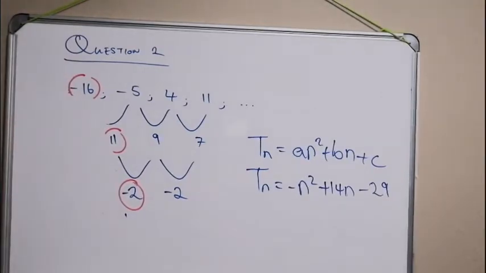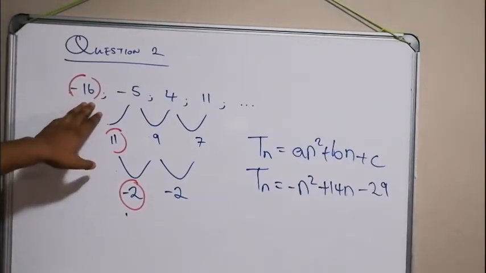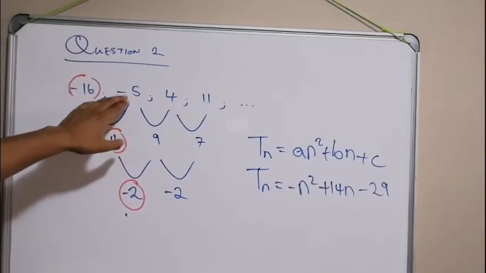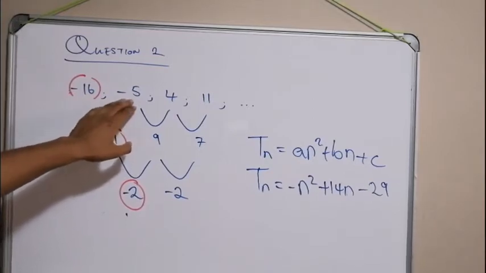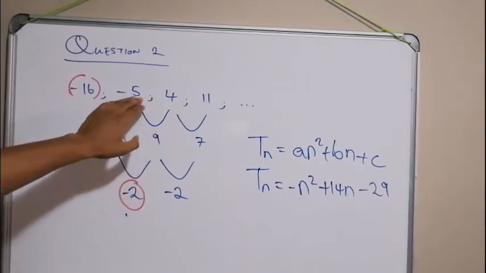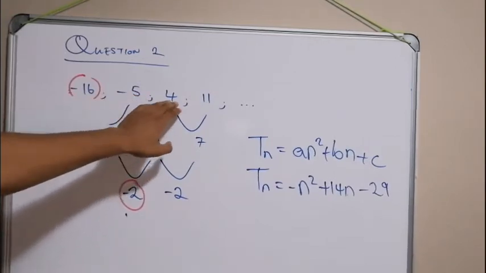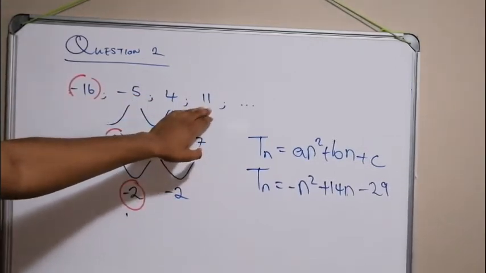Right. The next question was for us to work out the highest term in the sequence. So let's have a look at what's happening here. First of all, we start at negative 16, it's a low number, but then we add 11, so it's getting bigger, now goes to negative 5. And then we add 9, it gets even bigger, it goes now to the positive integers, and we have 4. We add 7, we get 11.